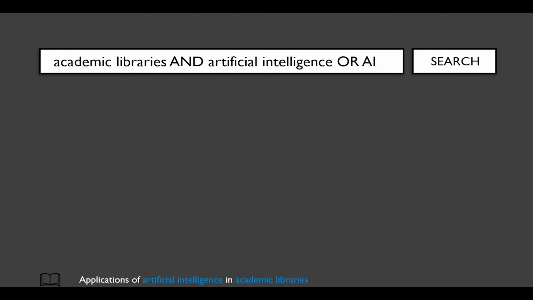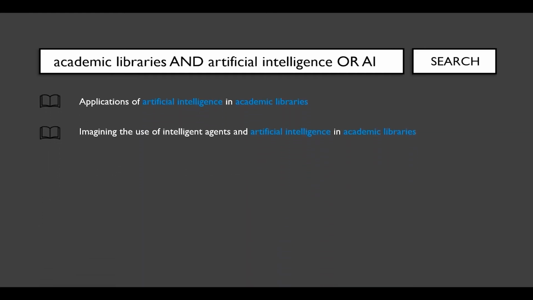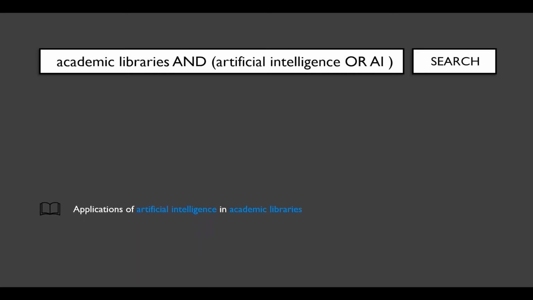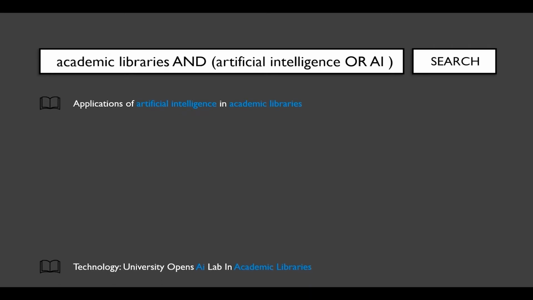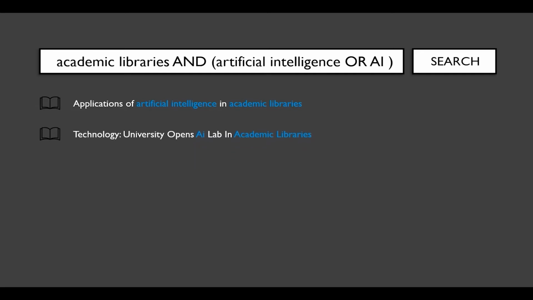For example, if we were to search without nesting, the database will retrieve articles on academic libraries and artificial intelligence, but also articles on just AI. If we add in nesting and place brackets around artificial intelligence or AI, the database will retrieve articles on academic libraries and artificial intelligence, or academic libraries and AI.